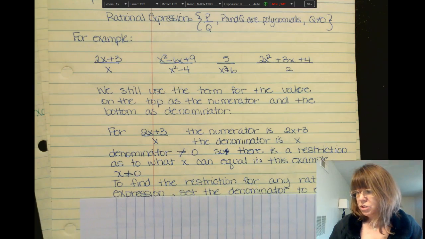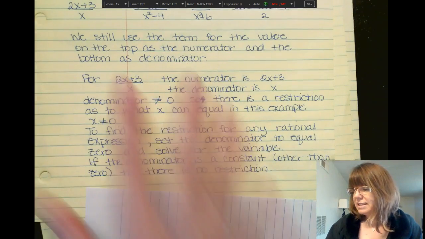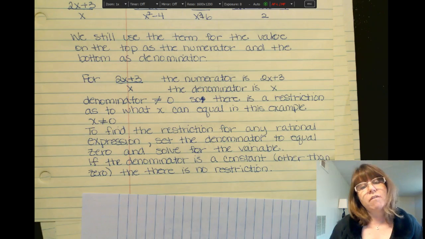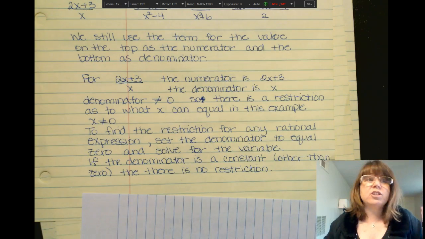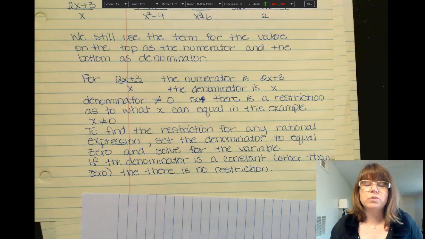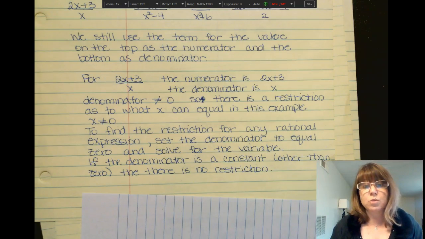So to find the restriction on any rational expression, we're going to set the denominator to 0 and then solve for the variable. Now if the denominator is already constant, then we don't care. There's no restriction. So if it's a 2, there's no restriction. If it's a 100, there's no restriction. It's just when there is a variable in the denominator that we need to figure out the restriction.